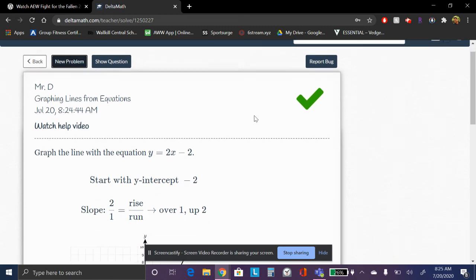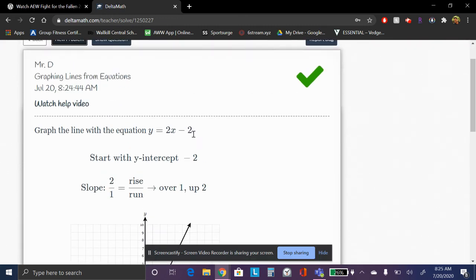Good. All right, so again, the number at the end tells you where you start on your y-axis. The number in front of the variable, the number in front of the x, is your slope. It's your rise over run. It's telling you whether you're going up and to the right or down and to the right. All right, and then you're going to use those numbers to create your lines.